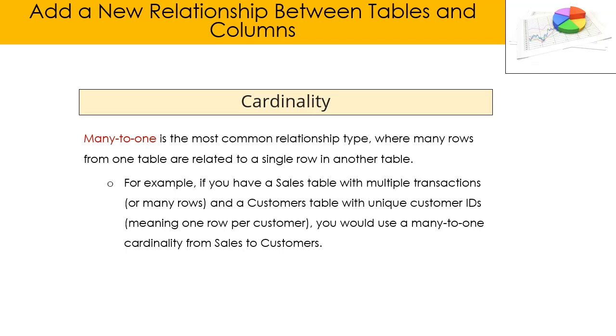Many-to-one is the most common relationship type, where many rows from one table are related to a single row in another table. For example, if you have a sales table with multiple transactions or many rows, and a customers table with unique customer IDs, meaning one row per customer, you would use a many-to-one cardinality from sales to customers.